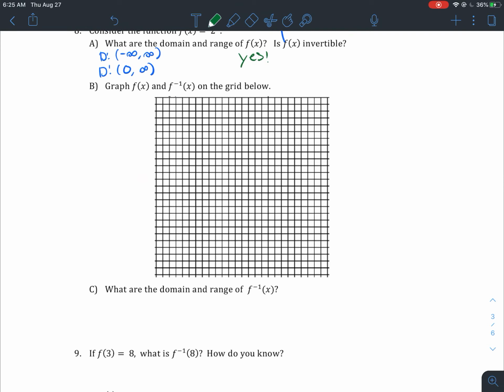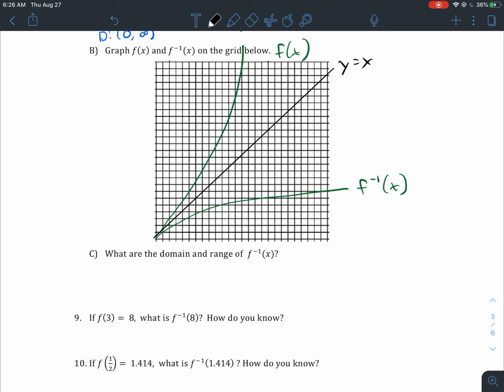Next, it says graph f of x and f of x inverse on the grid below. So I'm just going to do a bit of a rougher graph, but I want to point something out. So this was our f inverse, and this was our graph of f of x. One thing to point out, this is reflected over the line y equals x. So you always reflect over the line y equals x.